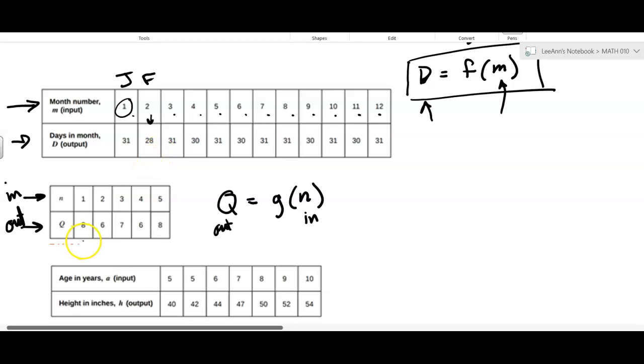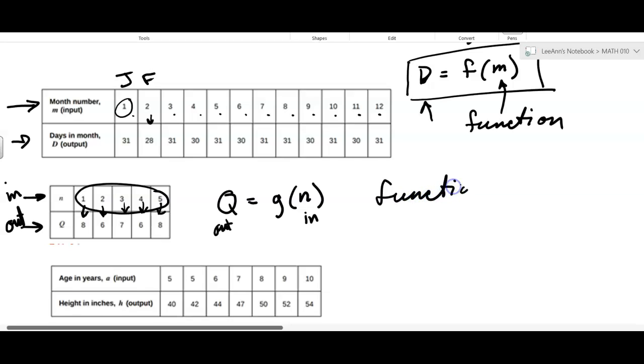Okay, now what about here? The 1 is mapping to 8. Does 1 go to anything else? No. 2 goes to 6, 3 goes to 7, 4 goes to 6, 5 goes to 8. Yeah, all of the inputs are going only one place. The way you can tell on a table is, are any of the inputs being repeated? Okay, no. Okay, so this is a function, yeah. We wrote it with a function notation.